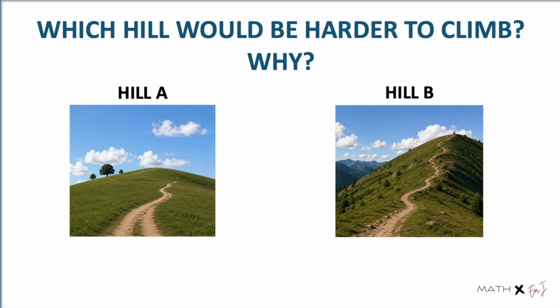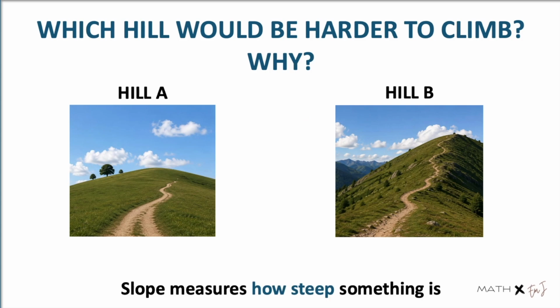Well, if we just look at the photos here, hill B looks a lot steeper than hill A. And that's actually exactly what slope measures. Slope measures how steep something is. So we could describe the hills in this way. Hill A has a shallow slope, and hill B has a steep slope.